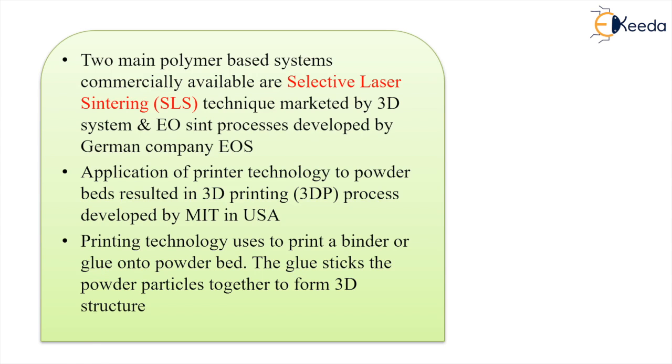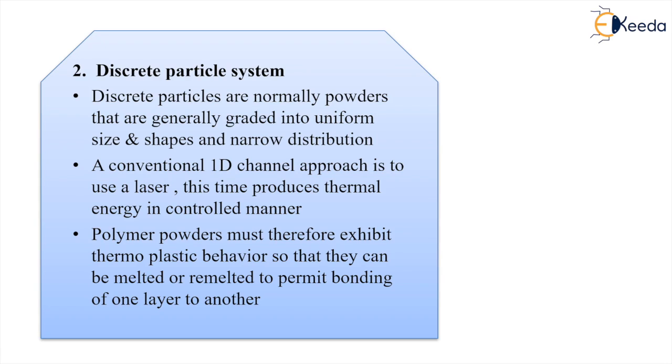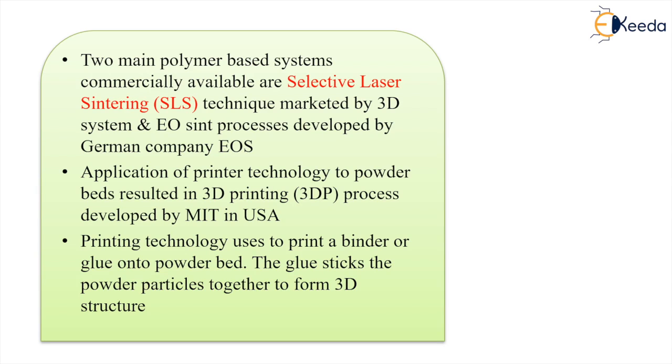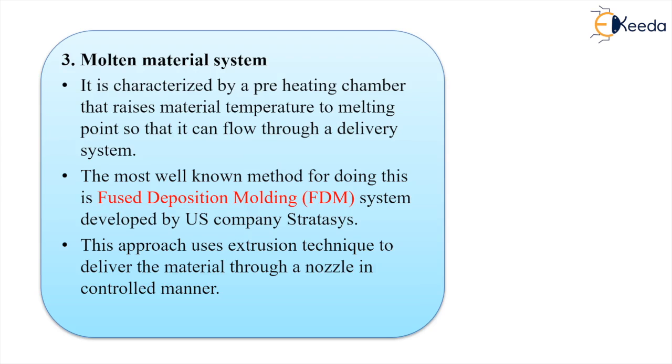So in the discrete particle system, we are using powders of graded, uniform size and shape. We melt or remelt these powders to form a bond between the layers of powder. And this technology involves the printing technology used to print a binder or a glue onto a powder bed.